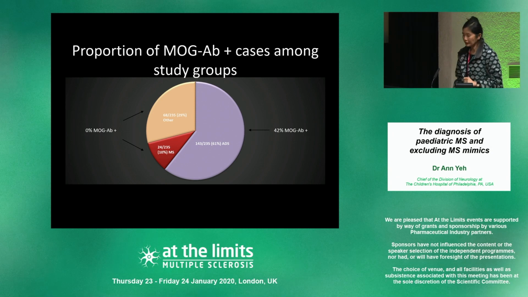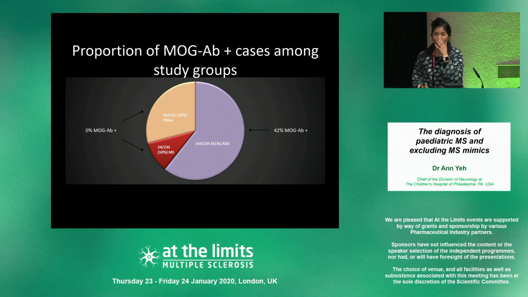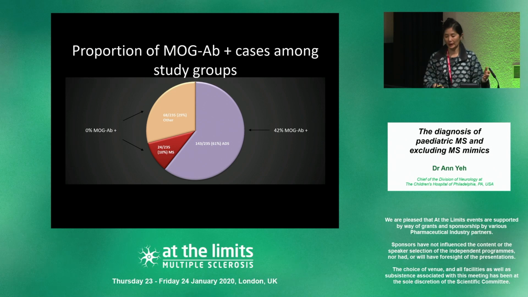And so we looked at about 250 of our kids prospectively and divided them into different groups depending on their presentation. The traditional acquired demyelinating syndrome, others which were considered neuroinflammatory but not necessarily consistent with what we would have called a demyelinating phenotype, seizures, encephalopathy, and then MS patients.